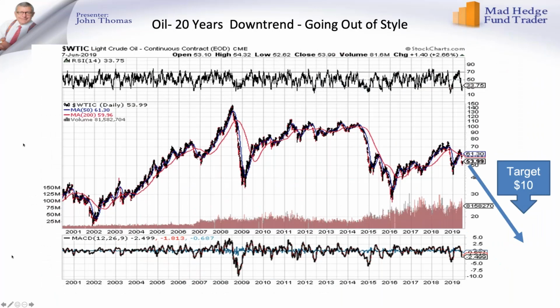Here is the 20-year trend. It shows we've actually been in a bear market for oil for 13 years. We peaked here in 2008, got another lower peak here, a lower peak here, and of course, new lows across the board. So again, targeting 10, and if I'm wrong, it's because we go to negative 10 or negative 37, which is where we got to in the futures market a year ago.